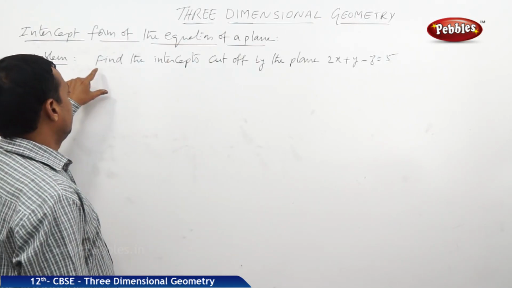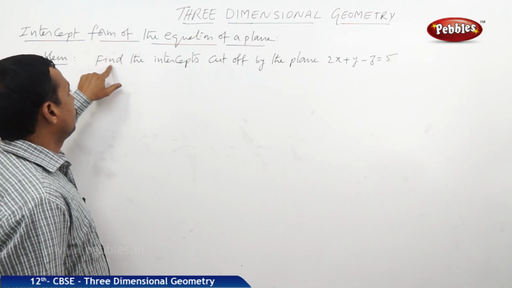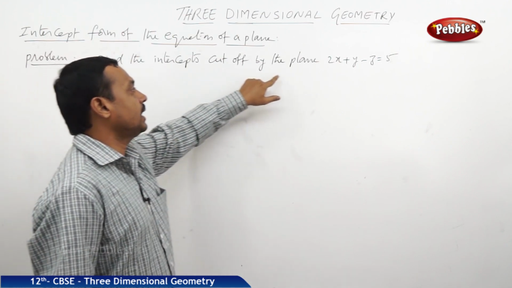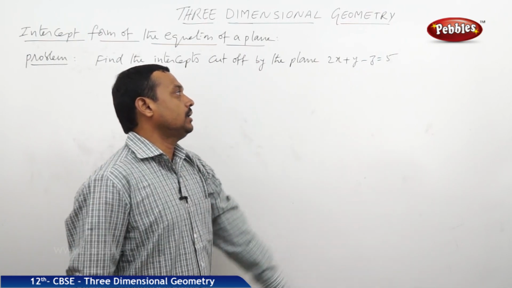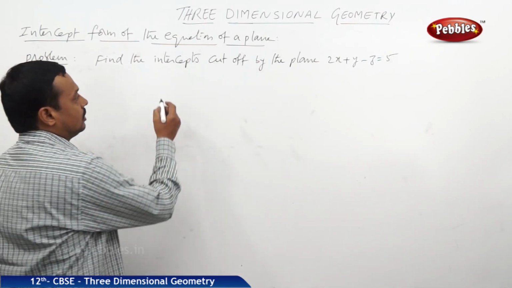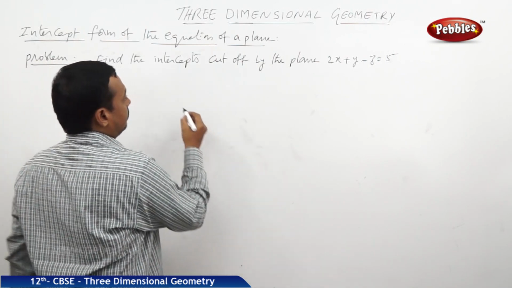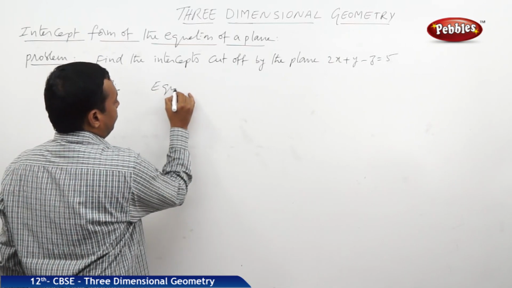Now here is one problem given on intercepts. Find the intercepts cut off by the plane 2x plus y minus z is equal to 5 on the coordinate axes. Here the equation of the plane is given.